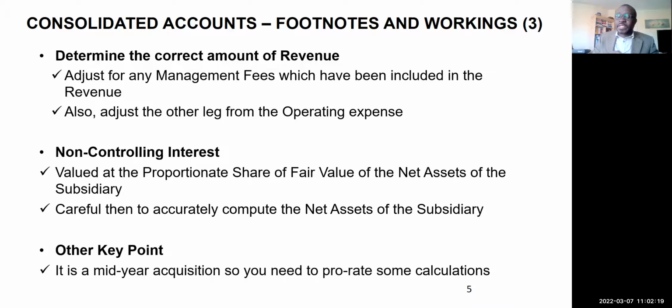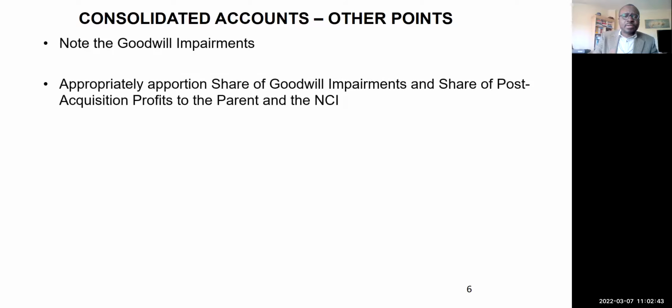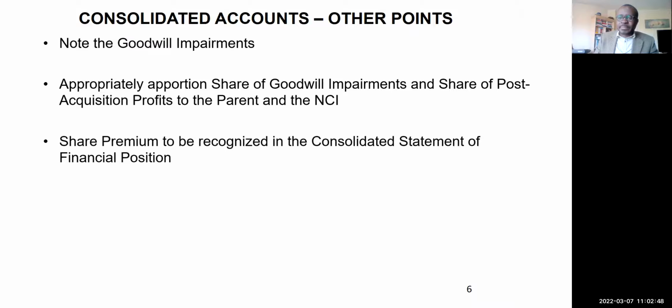Other key points. This is a mid-year acquisition, so you need to prorate it. Be careful. At the day they acquired it and the year end of the subsidiary, how many months? And you need to prorate it. Even the profit and loss account, you need to prorate that of the subsidiary. The parent's own is okay, but the subsidiary, you need to prorate it. Okay, all right. Other points. Goodwill has impairment. When there is impairment of goodwill, we share the impairment between the NCI and then the parent.